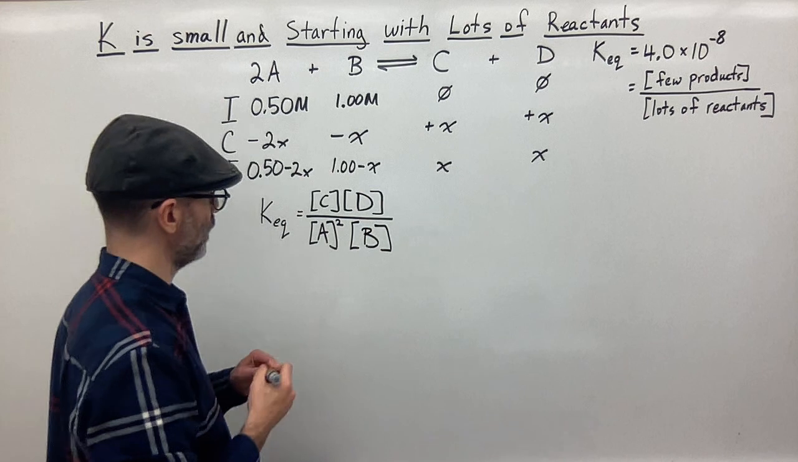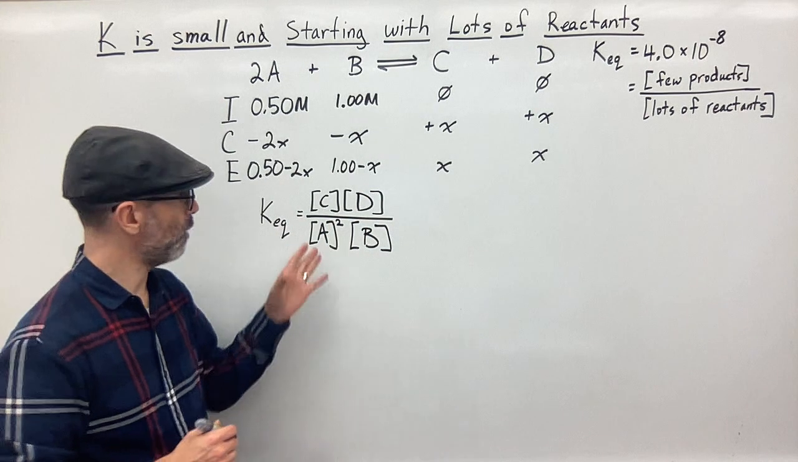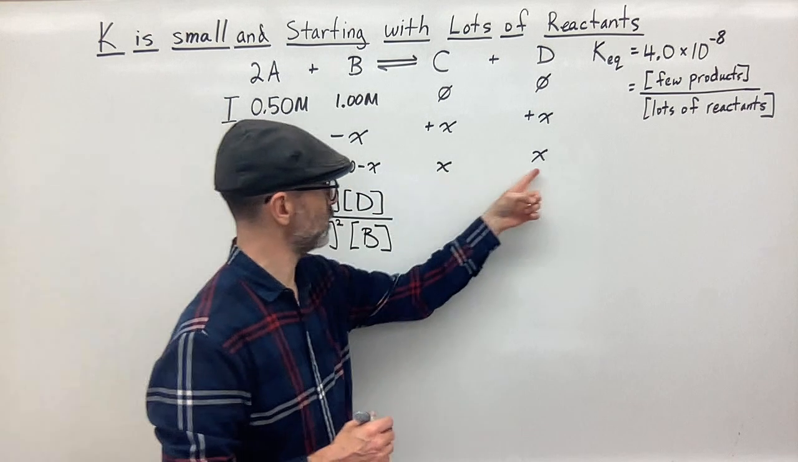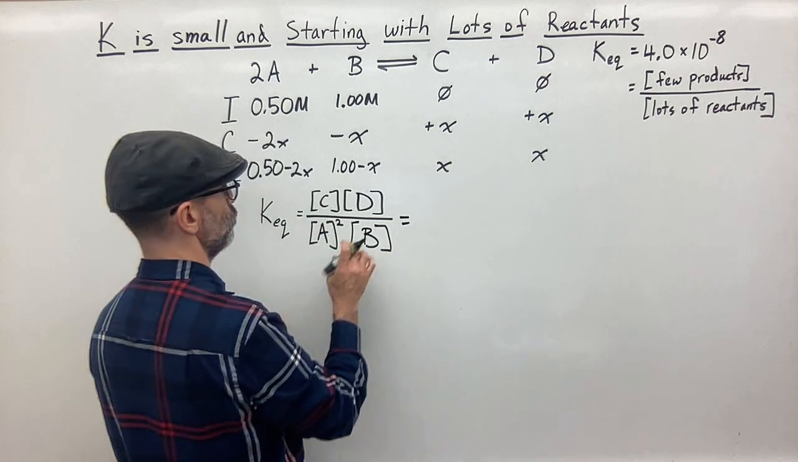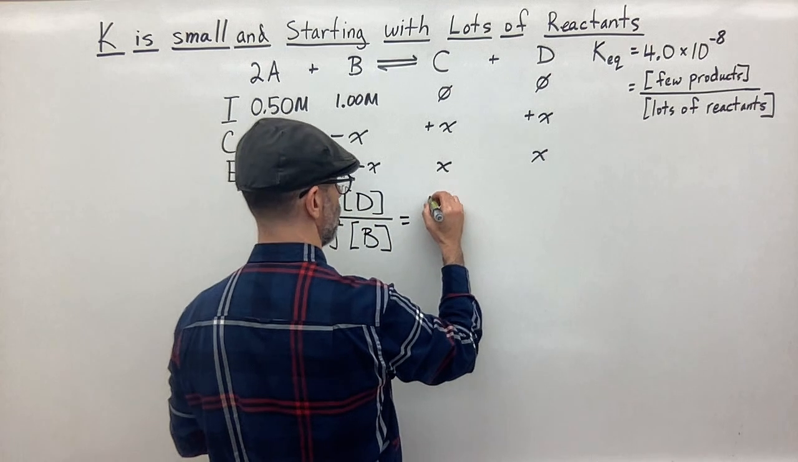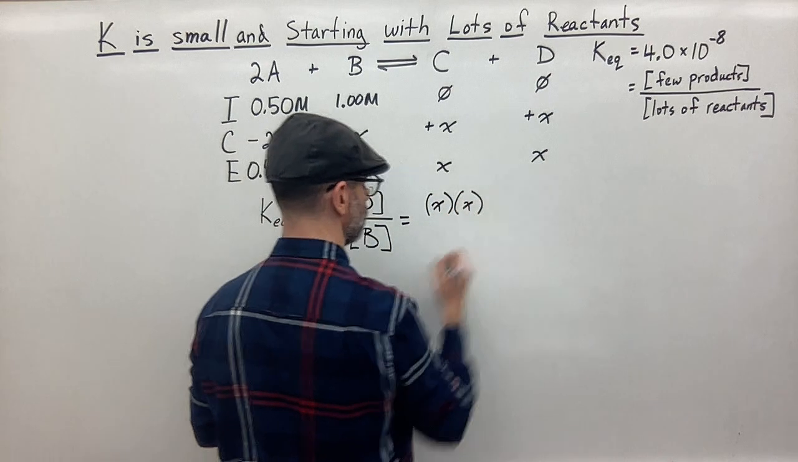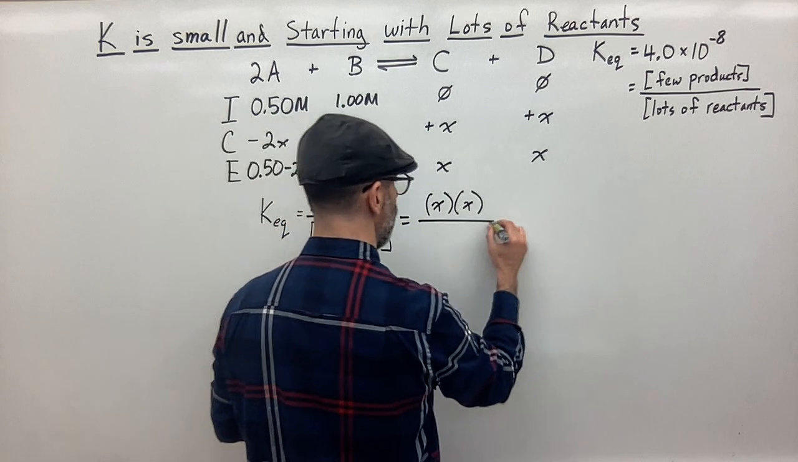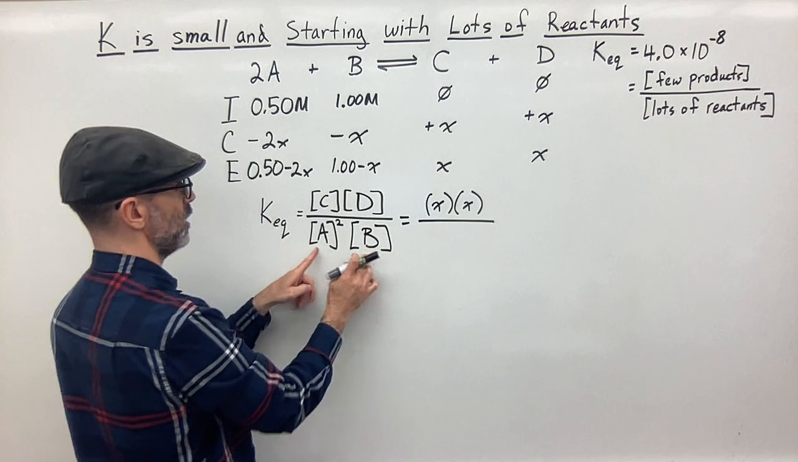And so that is the K expression. So now I can plug in my equilibrium expressions in terms of X. And so that's going to be equal to the concentration of C and D. So that's going to be X times X over, and then I'm going to put these in for these.